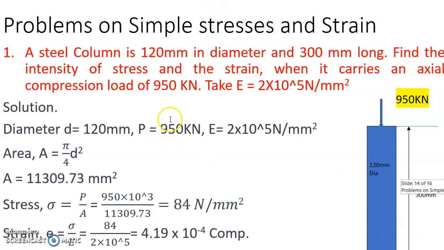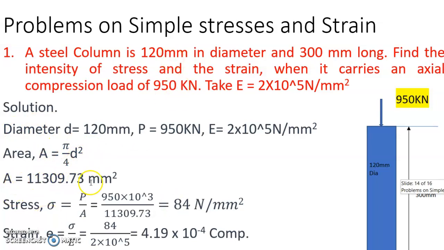So 300 mm long it is given. So what we need to do, we need to calculate the intensity of stress and strain when it carries an axial compression load of 950 kilonewton. Okay, so diameter it is there, value of load it is there, E value it is there. So area we are going to calculate by pi by 4 d square. So calculate pi divided by 4 into d, 120 mm square.